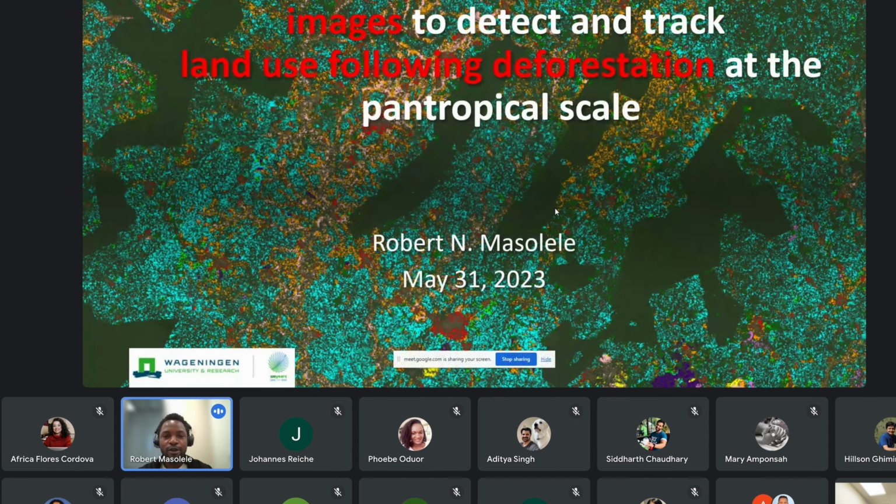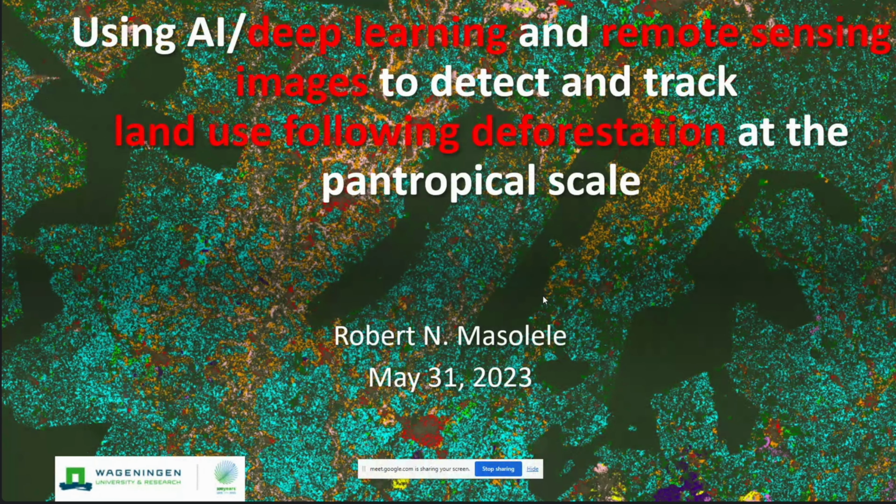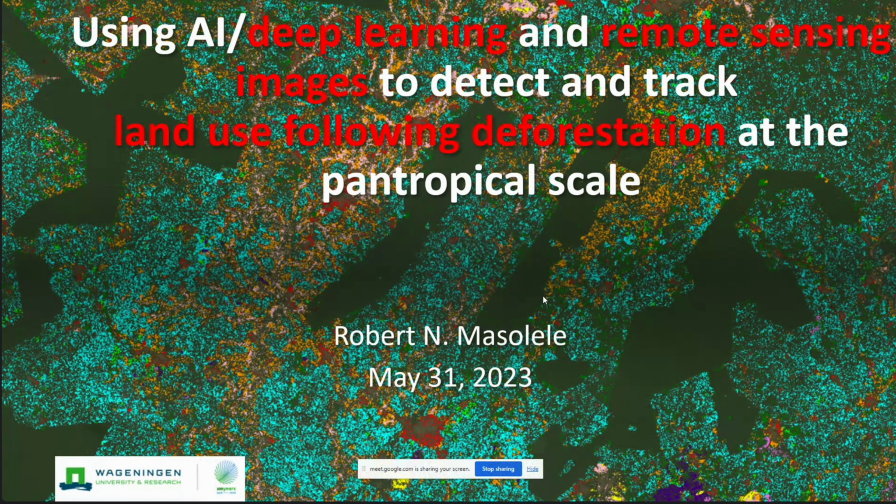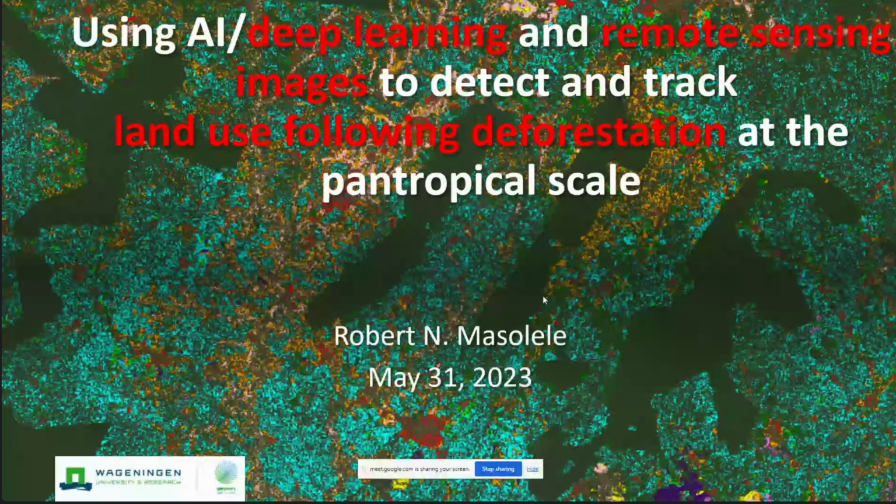This is part of my PhD work on using AI or deep learning and remote sensing images to detect and track land use following deforestation at the Pantropical scale. And of course, I've highlighted some of the words in the title, because I just want to explain a bit more on this before I dive deep into detail.